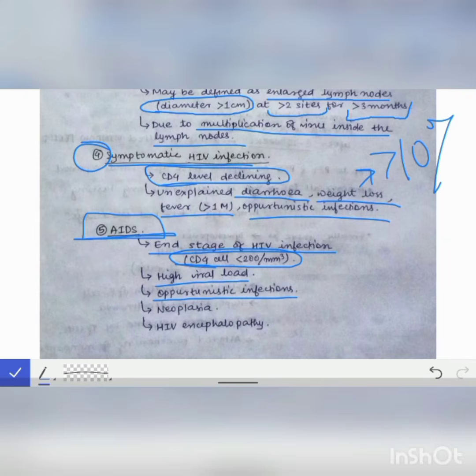There are opportunistic infections, and neoplasia due to certain viruses occurs. Opportunistic infection by some microorganisms occurs. We will see about those microorganisms which can cause these opportunistic infections in HIV infection. Other than that, HIV may also cause encephalopathy. These are some of the features that we see in the AIDS stage, which is the acquired immunodeficiency syndrome. That means the final stage has been reached, and in that stage these symptoms are seen.